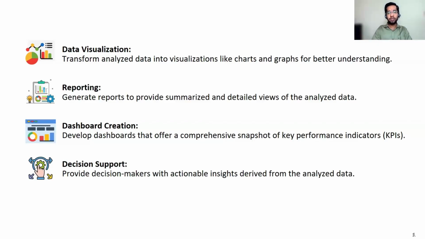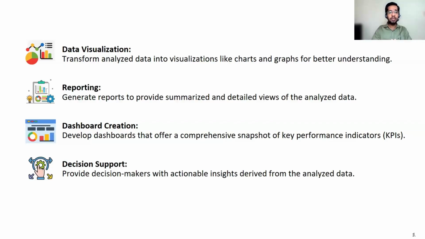The next step is dashboard creation. Dashboards are interactive data visualizations that consolidate and display key metrics and performance indicators in real time. This stage involves designing and creating dashboards that provide stakeholders with a comprehensive view of business performance at a glance. Dashboards may include dynamic charts, graphs, KPIs, and filters that enable the users to explore the data and drill down into specific areas of interest.